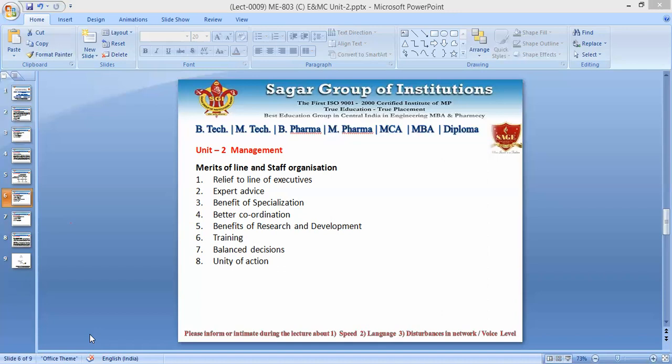And the last one is that power of command remains with the line executive only. Staff people are there to serve, to help lighten their work and to work on resolving things. So these were the major features of the line and staff organization. Now let us go to the merits of it.